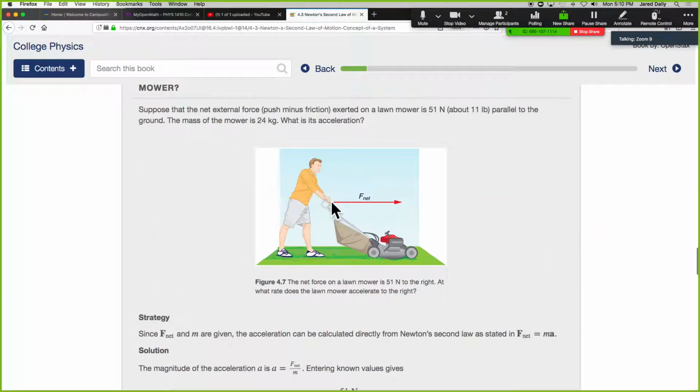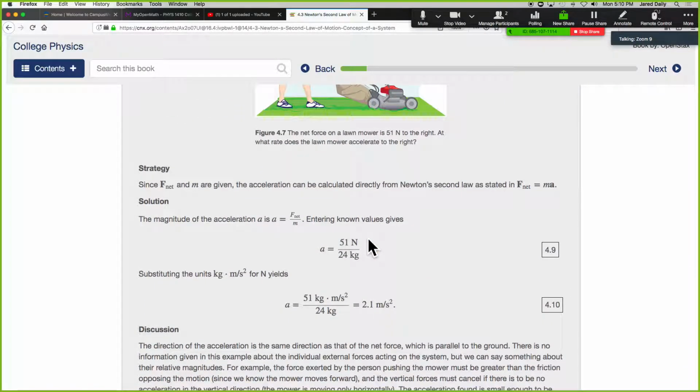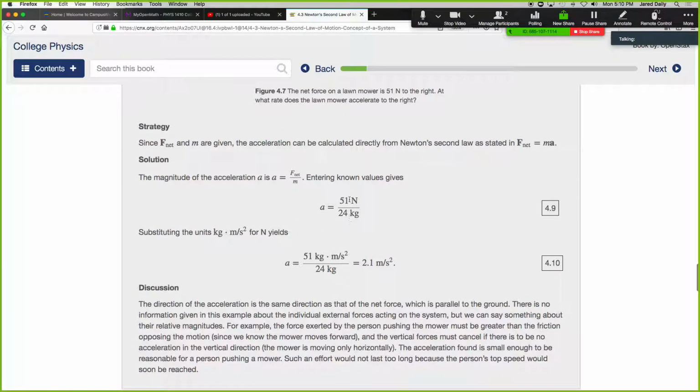Now, we're talking about this in 2 dimensions, but since our force is forward and our lawnmower is going to move forward, we're going to consider this a one-dimensional problem. We don't have to think about the vectors yet. We can just solve for the acceleration, 51 over 24 newtons over kilograms, and we get 2.1 meters per second squared of acceleration.